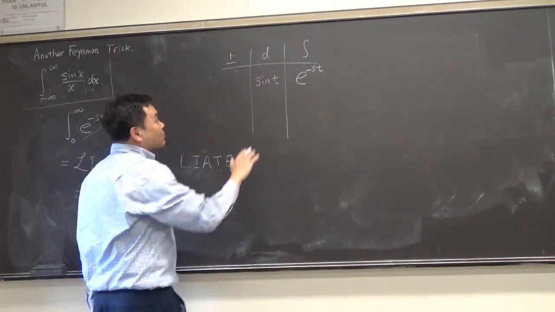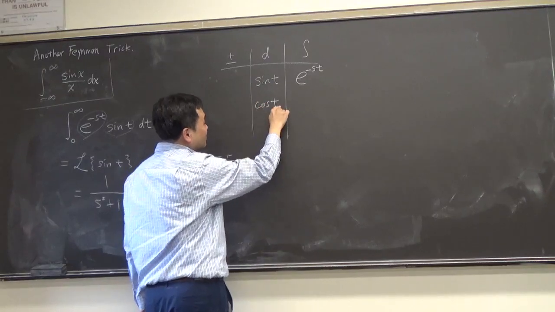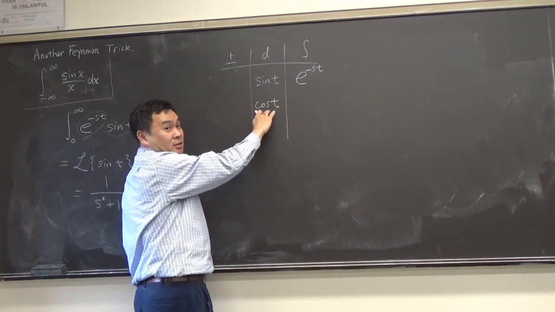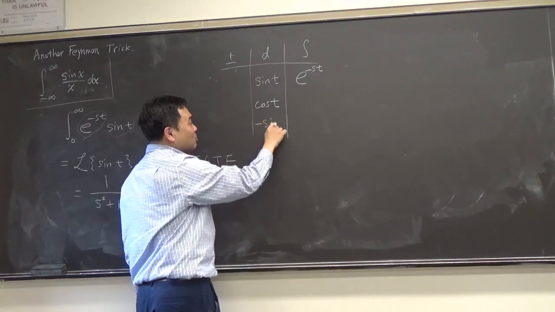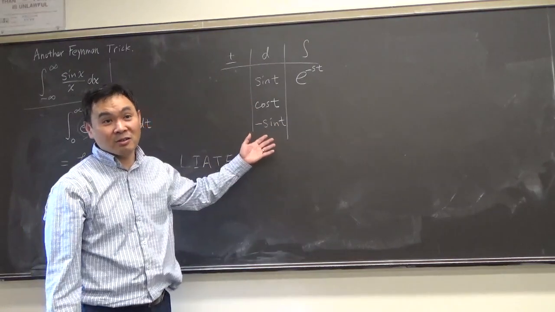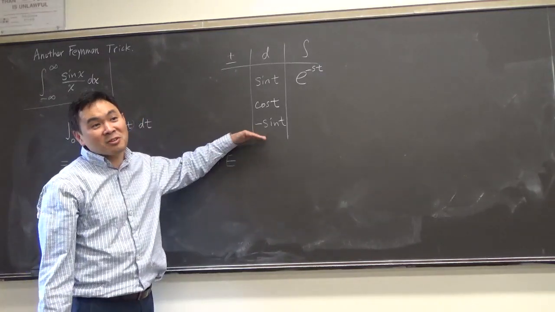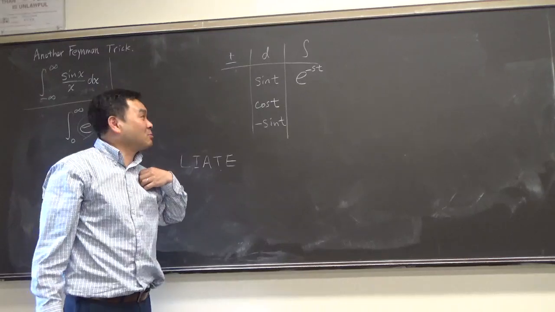Okay, now we differentiate sine, you get cosine. Differentiate cosine, you get negative sine. Now you realize what I mean, right? It doesn't terminate to 0, it just repeats. Okay. So what do we do? Well, you stop at the third row. It's something that you just have to know. That's the downside of the tabular integration.